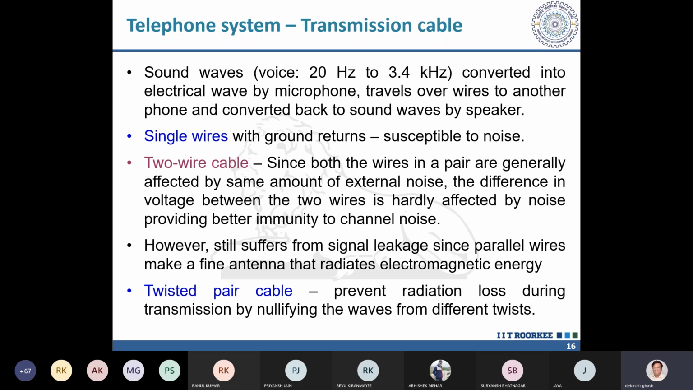Now, what are we transmitting in a telephone? We are basically transmitting voice. Mostly we transmit voice. We want to speak to one another. So what is the frequency? The audible frequency is from 20 hertz to 20 kilohertz. That is the audible frequency. We can hear it.